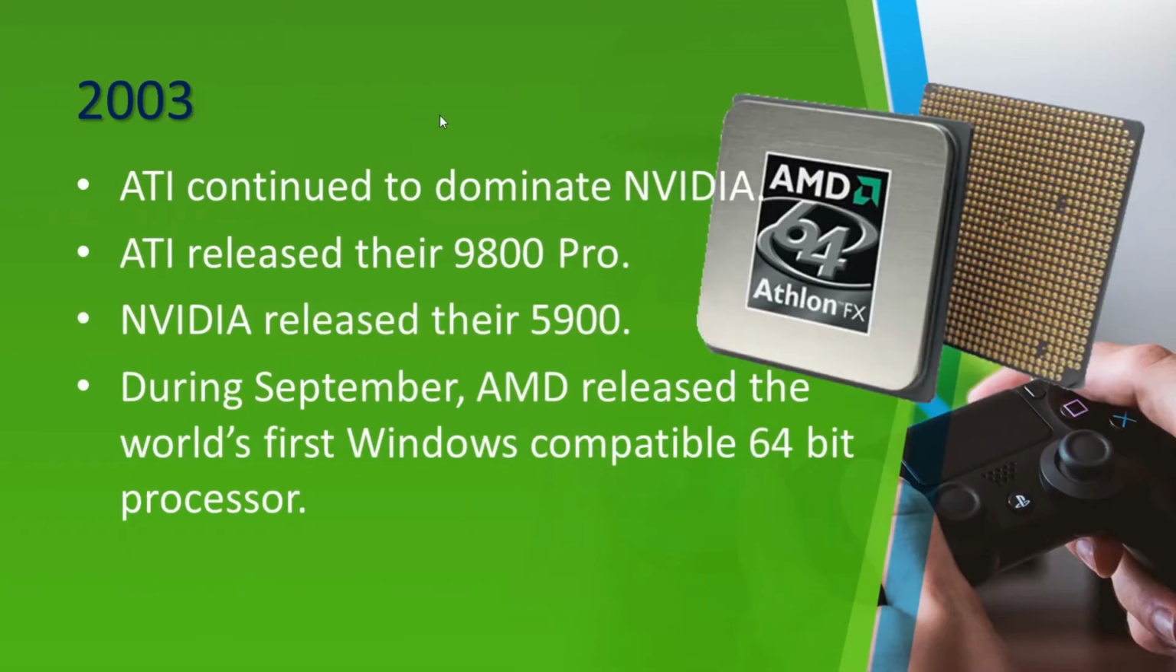In 2003, ATI continued to dominate NVIDIA. ATI released their 9800 Pro. NVIDIA released their 5900. During September, AMD released the world's first Windows-compatible 64-bit processor. So 64-bit processors were only released starting in 2003.